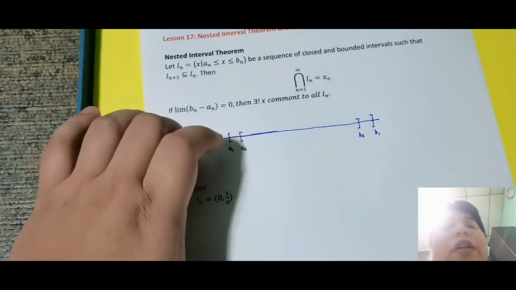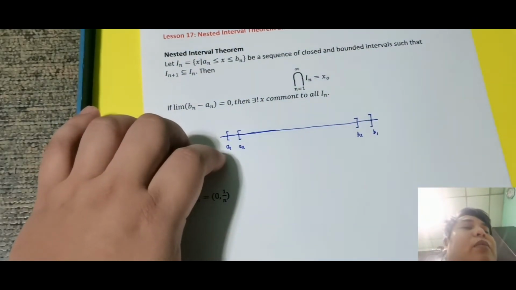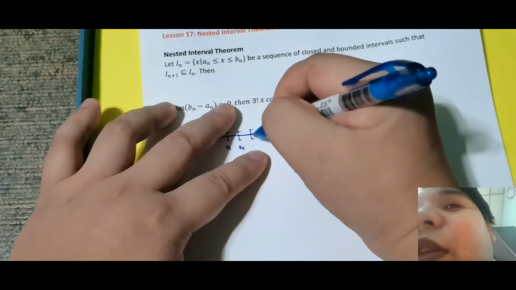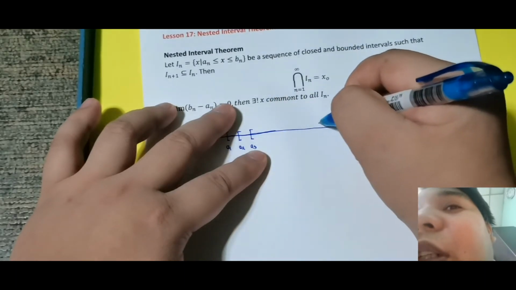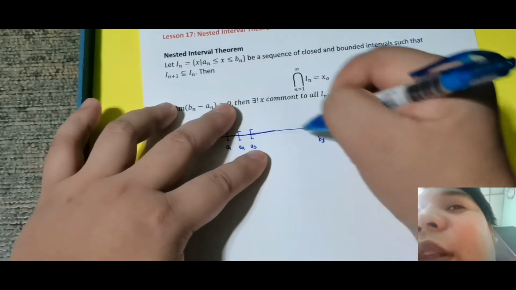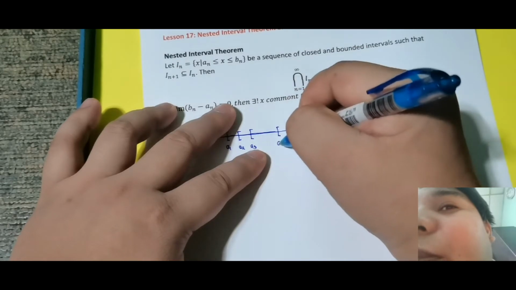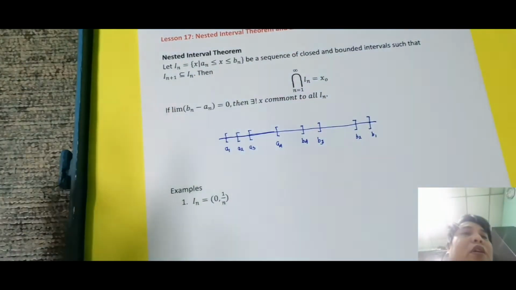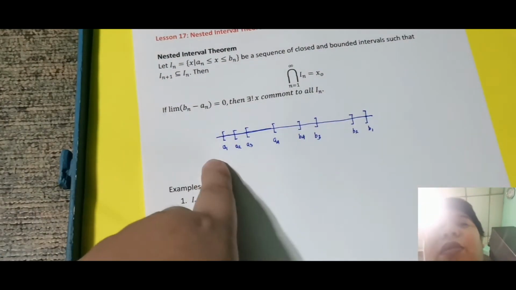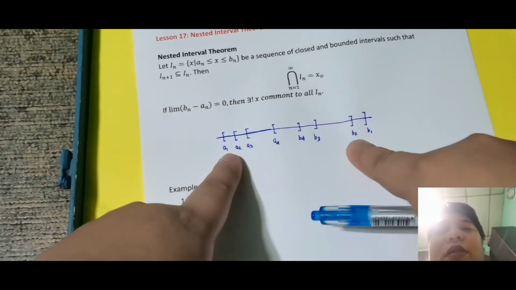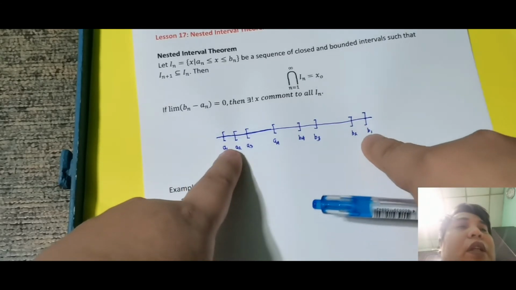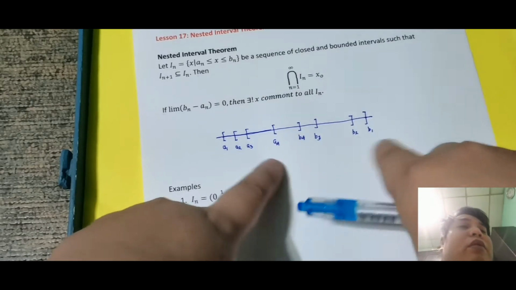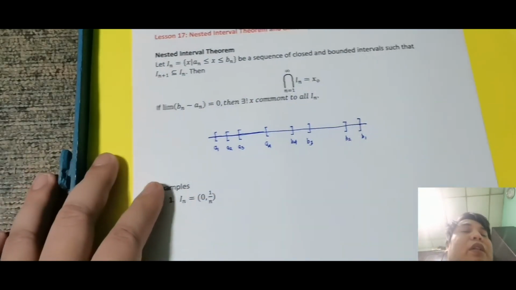So meaning may interval ako na, unang interval ko is a sub 1, b sub 1. So may a sub 2, b sub 2. Somewhere nandito naman sunod si a sub 3, somewhere nandito si b sub 3, so somewhere nandito si a sub 4, tapos b sub 4. Okay, kung napapansin mo, yung mga interval natin, yung a sub 1, b sub 1, subset niya lahat yung nasa loob, habang paliit ng paliit. Okay, so tandaan yung bagay na yan. So yun ibig sabihin ng nested interval.